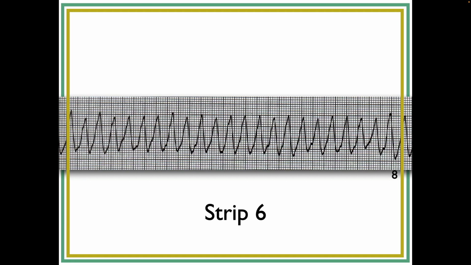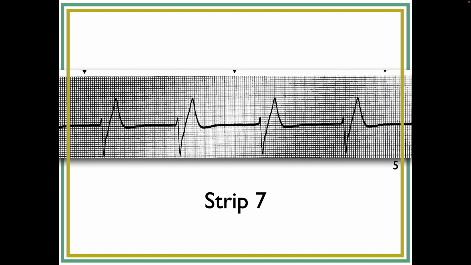So Chris, strip 6, please. This is looking like VTAC to me. It's looking like VTAC to me as well. Okay. And then Ann, number 7. Well, that is maybe borderline as well. If it's 40, it's 40. If you look at the R to R's, 10, 20, 30, I don't think it's even quite 40. Yeah, so just escape.